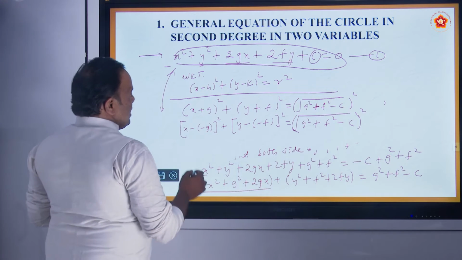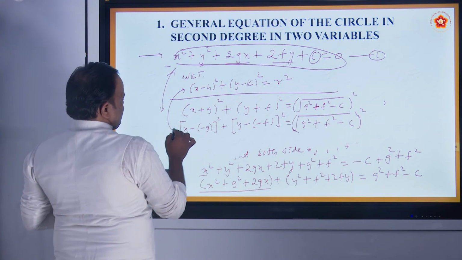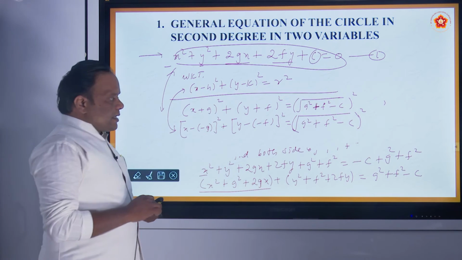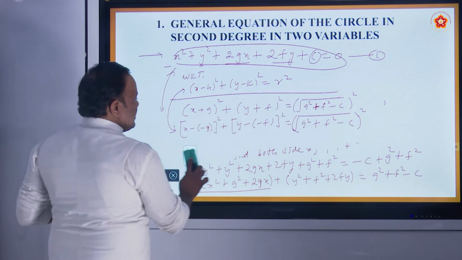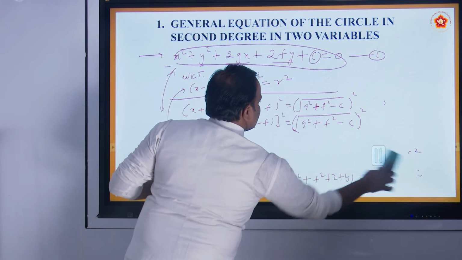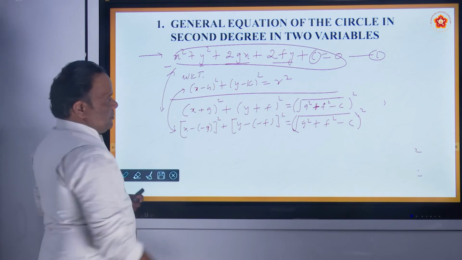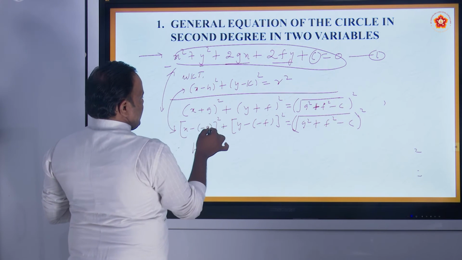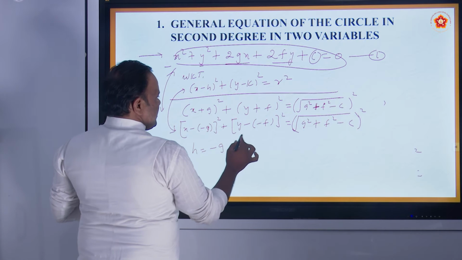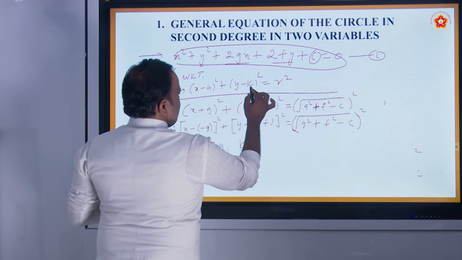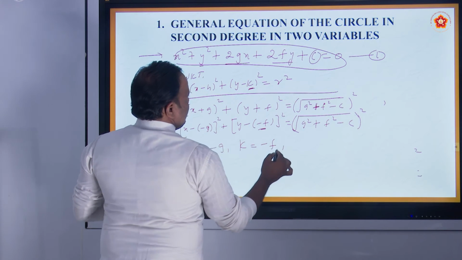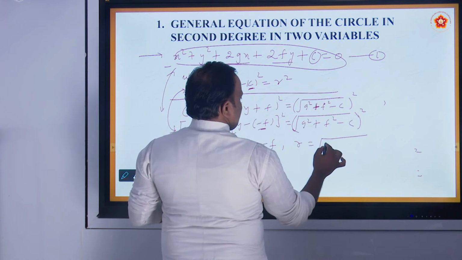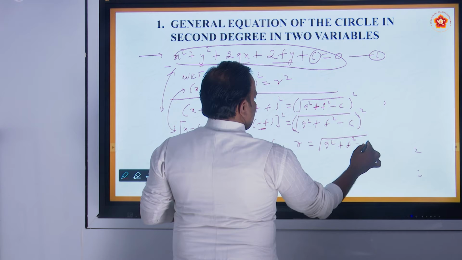Now compare this equation with the standard equation of the circle. What happens here? Comparing both equations, we clearly get h equal to minus g, and k equal to minus f. What is r equal to? Removing the square, r equals the root of g square plus f square minus c.